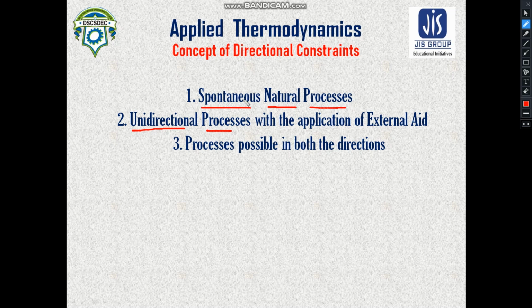Now moving on to the processes which are possible in both the directions. Suppose you are heating a body from a lower temperature to a higher temperature. Then you wish to keep this body at the same initial temperature. Then what will you do? You will just cool the body from the higher temperature to the lower. So after cooling the body, the system will reach the same initial temperature.